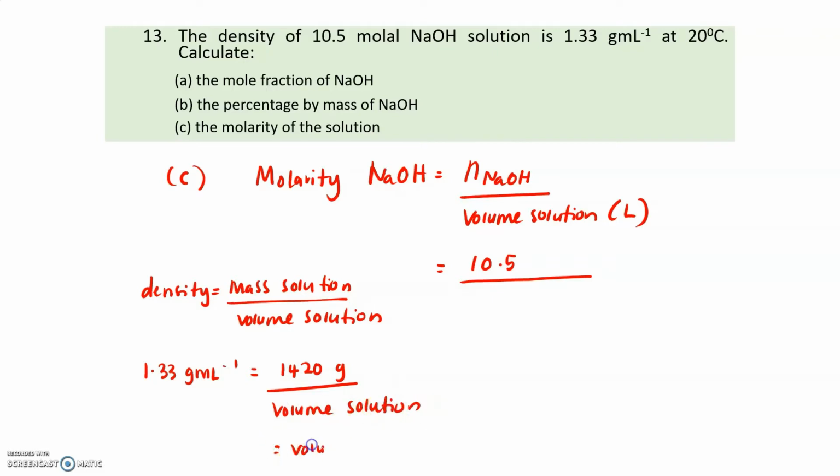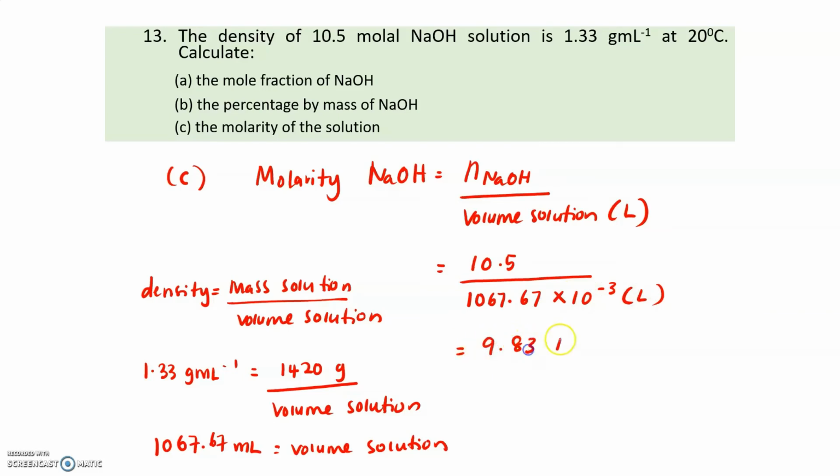So volume of solution is 1067.67 ml. So you substitute here, but the volume must be converted to liter, so times 10 to the power of negative 3. So the molarity of sodium hydroxide is 9.83 molar.